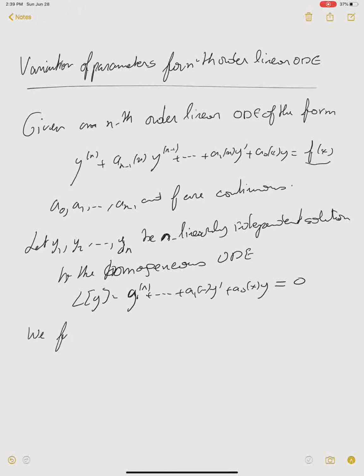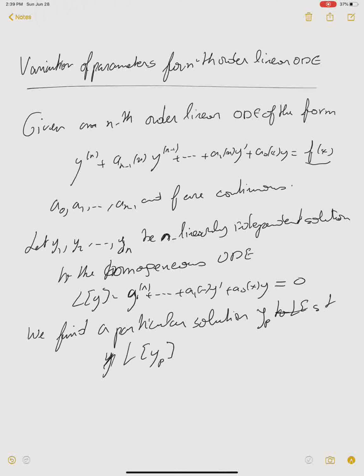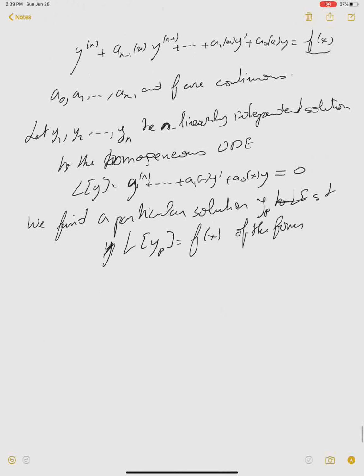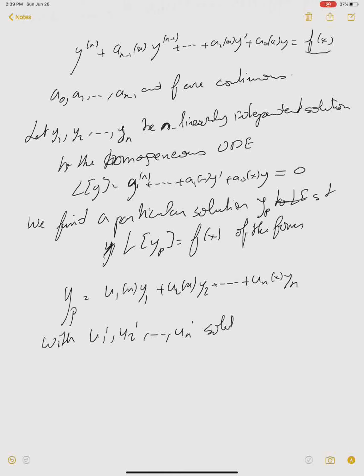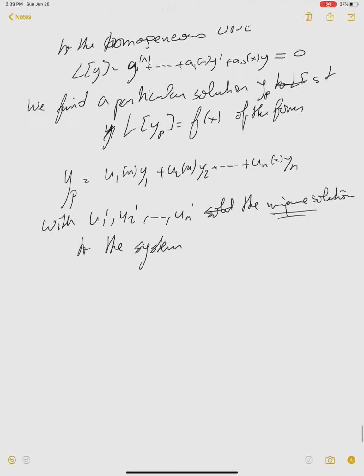Okay, it's enough to find one particular solution y_p such that L(y_p) equals f(x), of the form y_p equals u_1(x) y_1 plus u_2(x) y_2 plus ... plus u_n(x) y_n, with u_1 prime, u_2 prime, up to u_n prime the unique solution to the system.